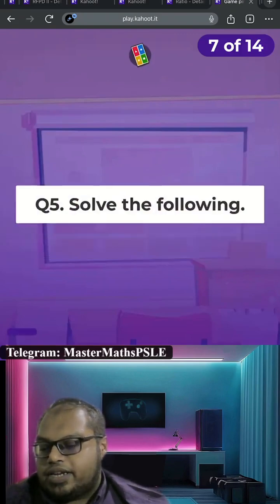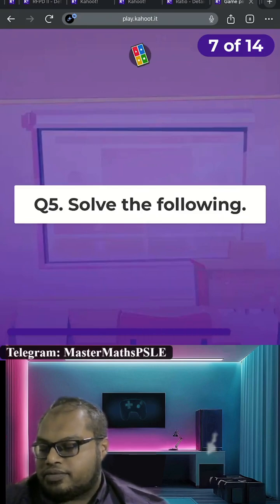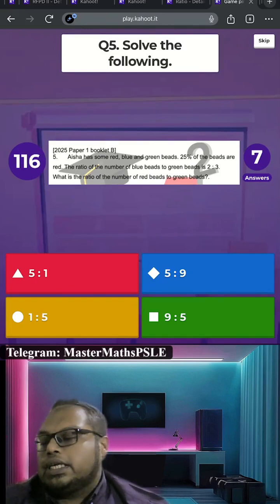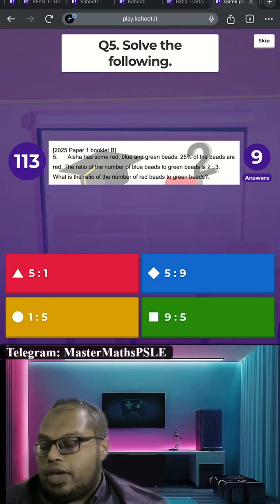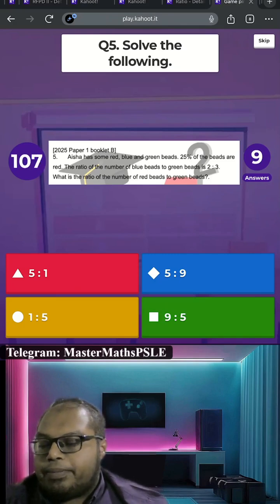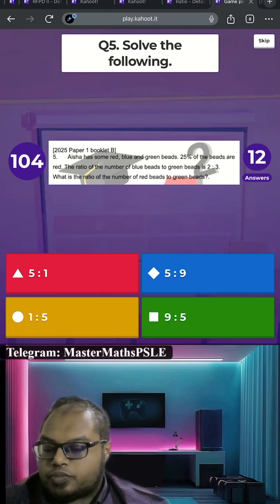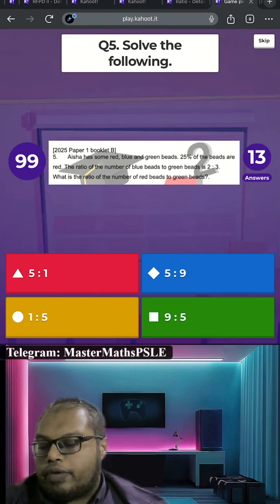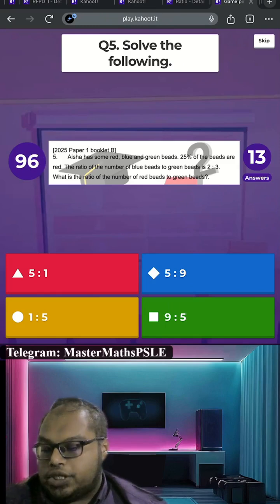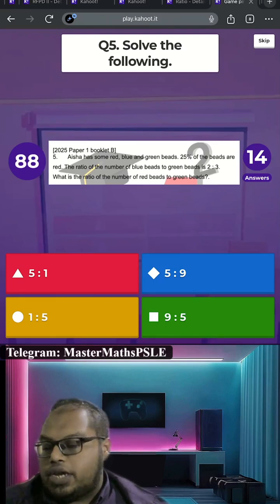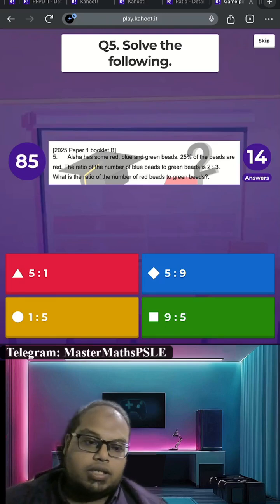Now next question. Question 5. This is a 2025 Paper 1 Booklet B question for PSLE. Aisha had some red, blue, and green bits. 25% of the bits are red, and the ratio of the number of blue to green is 2:3. What is the ratio of the number of red bits to green bits?